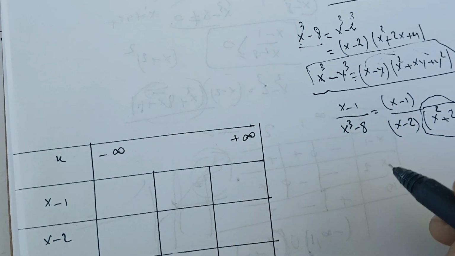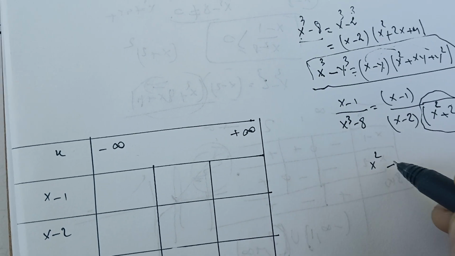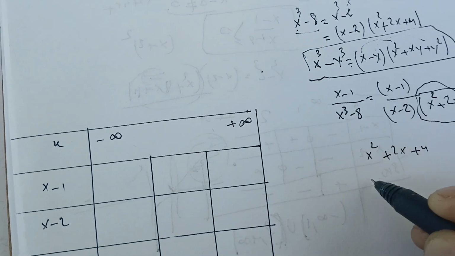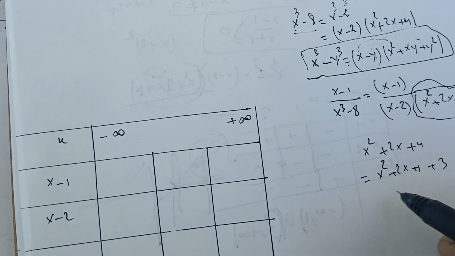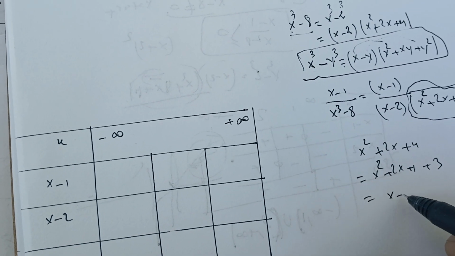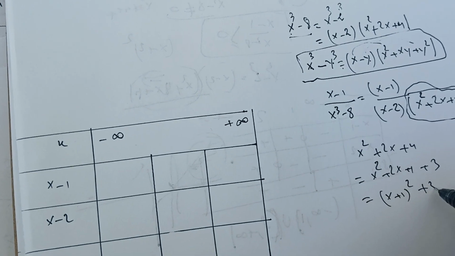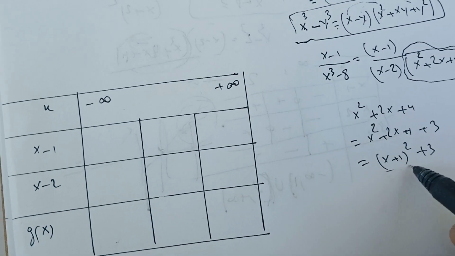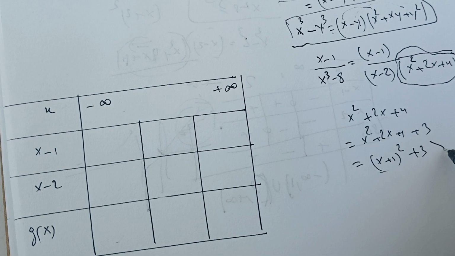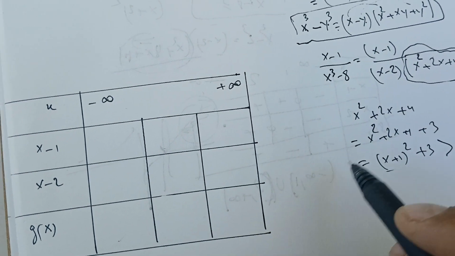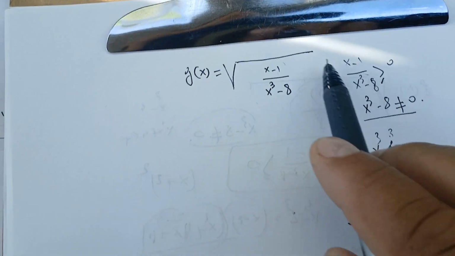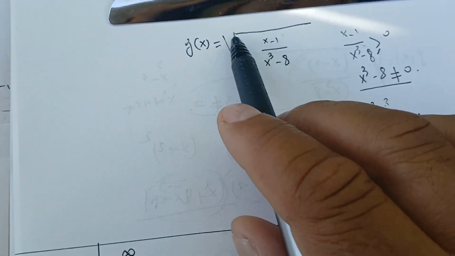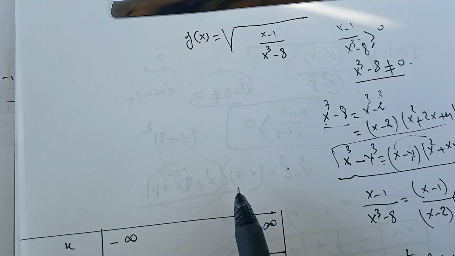Why? Because x squared plus 2x plus 4 can be written as x squared plus 2x plus 1 plus 3, which can be written again as (x plus 1) squared plus 3. And this is the sum of two positive numbers. That means it's always positive. So this one doesn't affect the sign, because I'm looking for the sign to make this one positive, because it's under the square root.